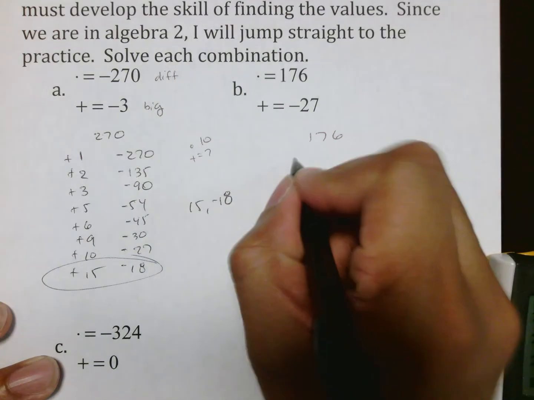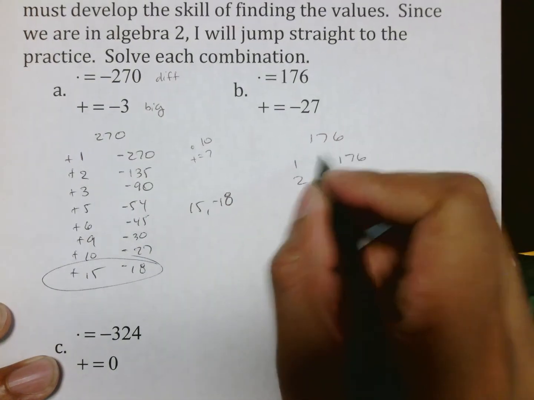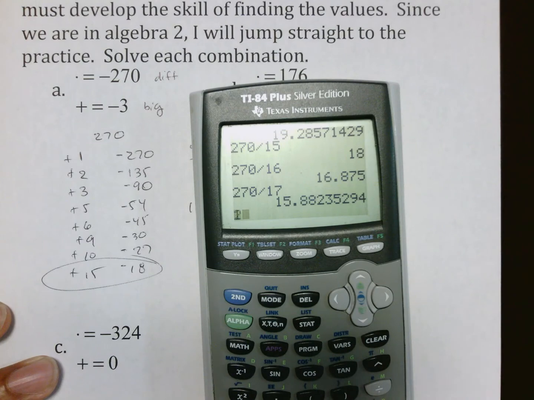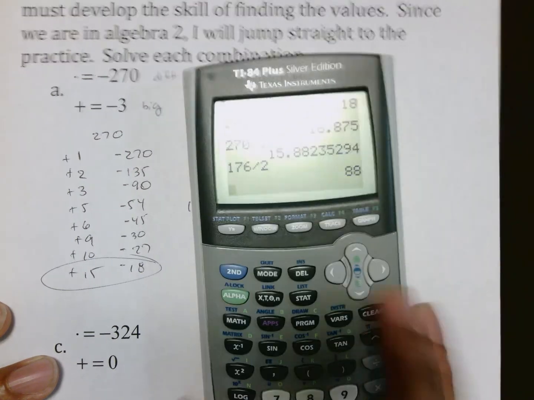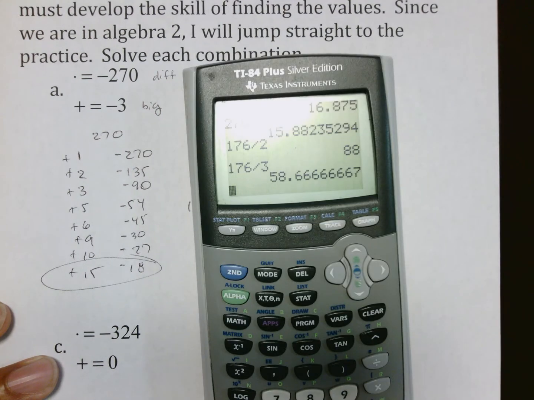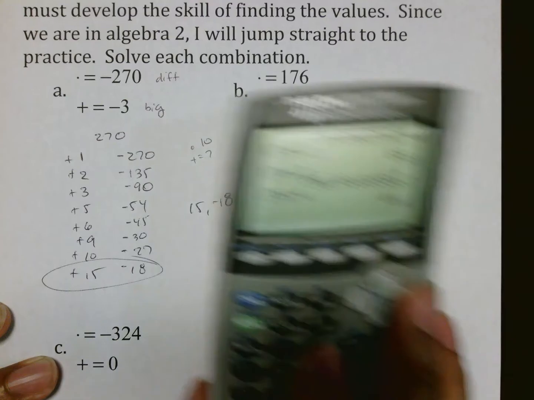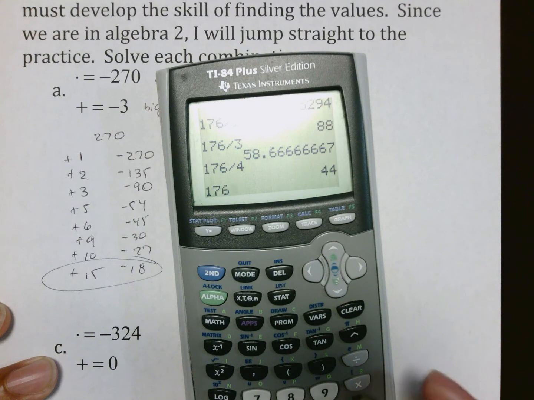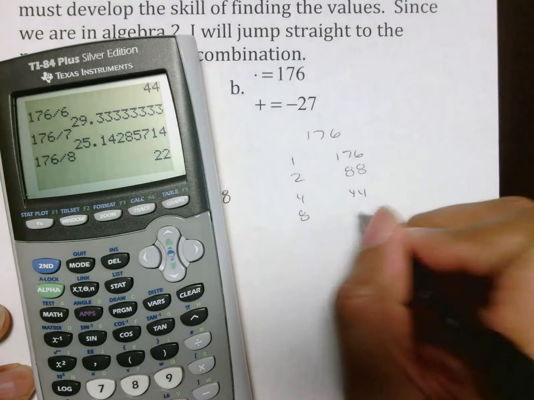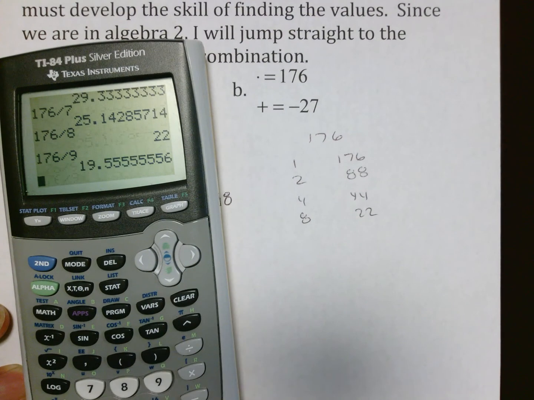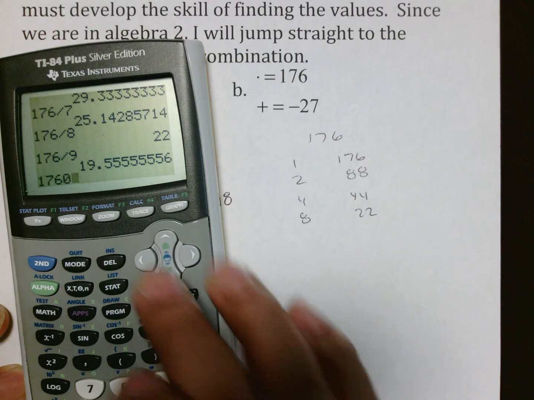176: 1 times 176, 2 times, I believe, 88. Let me make sure. Yeah. 176 divided by 3, nope. 4, yep. 5, no, because it would end in a 5 or 0. 6, nope. 7, 8, 22. 9. 10, it would end in a 0.